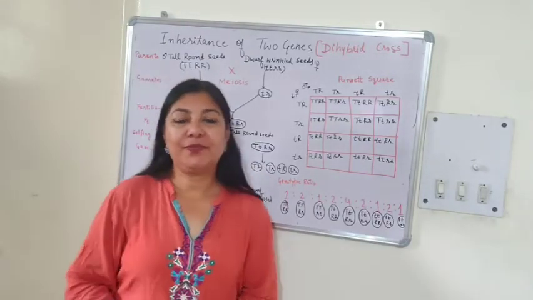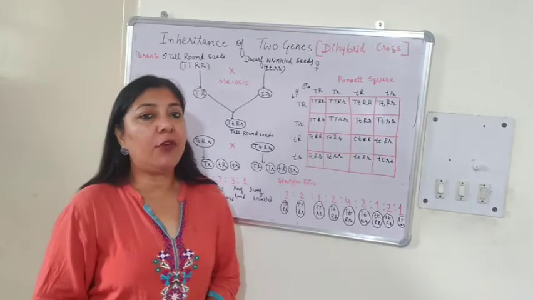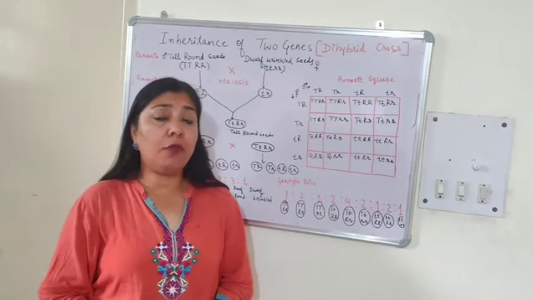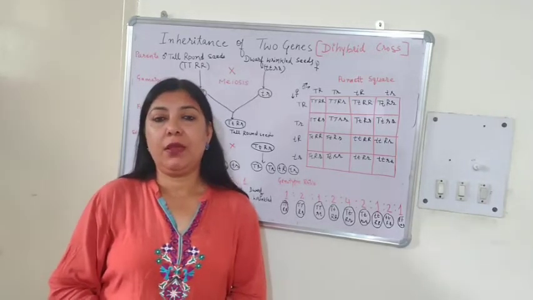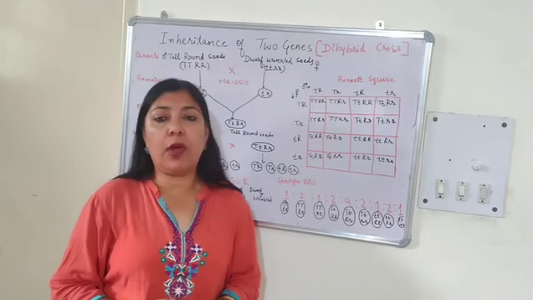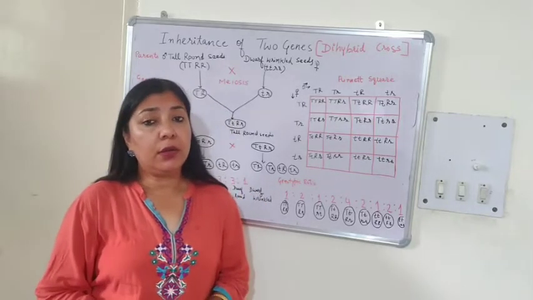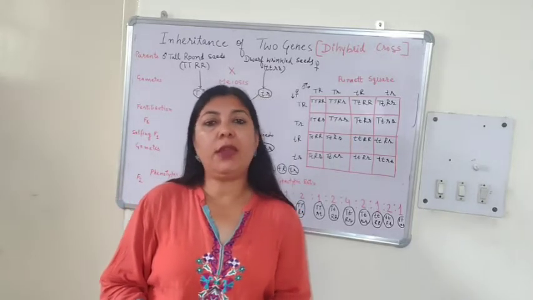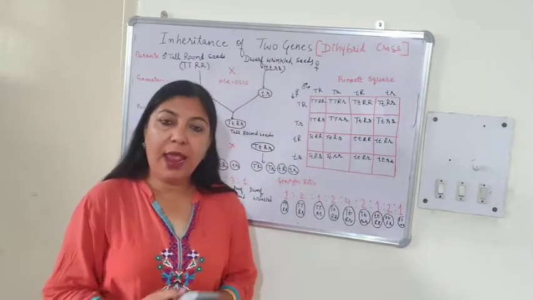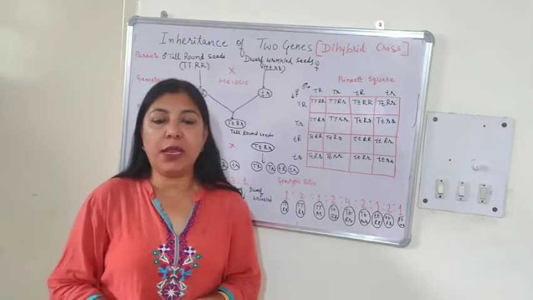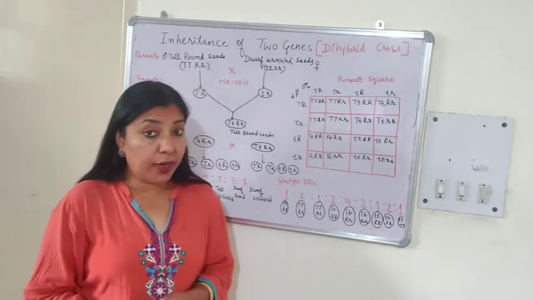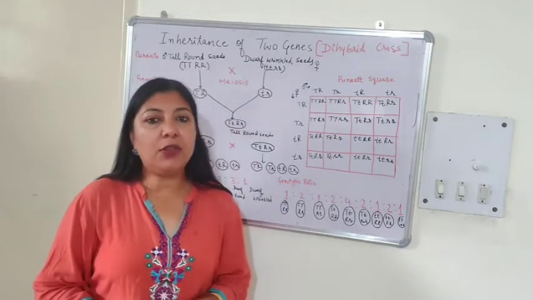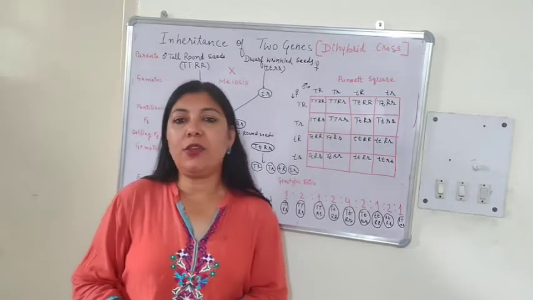Hello dear students. So far in this chapter we have already studied monohybrid cross, that is inheritance of one gene at a time. Based on that monohybrid cross, Mendel got the phenotypic ratio 3 is to 1 and genotypic ratio 1 is to 2 is to 1. And based on the monohybrid cross only, he proposed two laws of inheritance. Can you tell me? Yes. First is law of dominance and second is law of segregation.